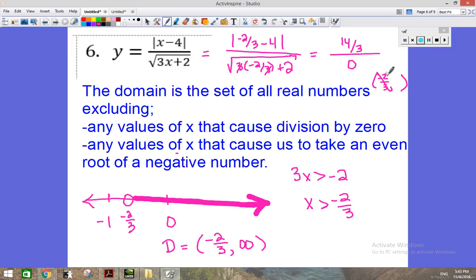So therefore, we don't want that in the domain. We only want values in the domain that we can relate to some value in the range, to some y value. So I'm convinced that this is my right answer for the domain for problem 6.